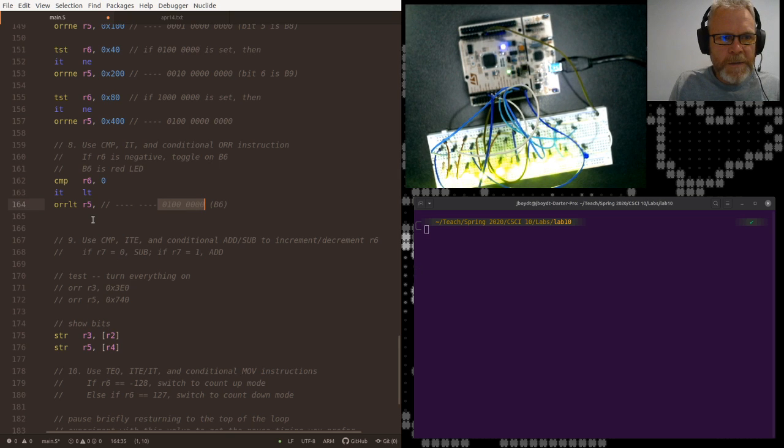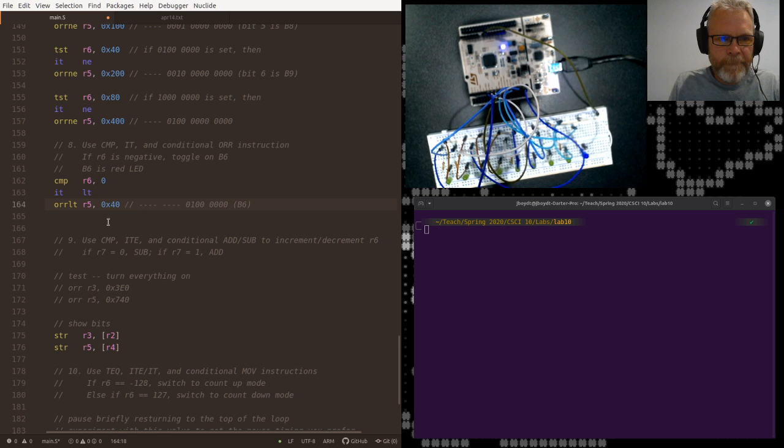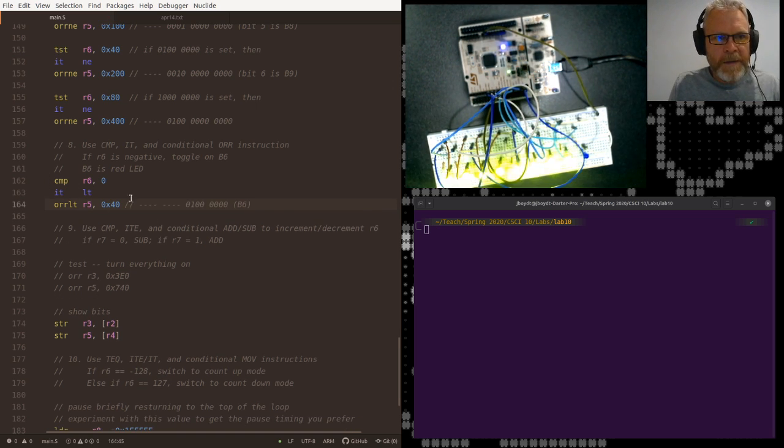So the B pins are tied to R5. That's where the value is. So I'm going to OR in that one, 4, 0, which should cause the red LED to turn on. Remember, I hard-coded R6 to be negative. So the display is going to do whatever it does for -1, but I want to see if the red LED is flashing on and off because, hey, negative value, negative value.